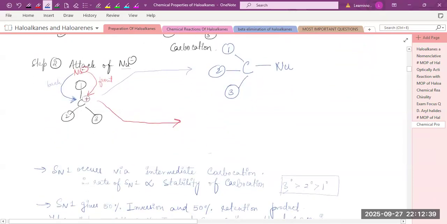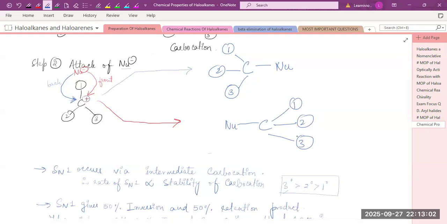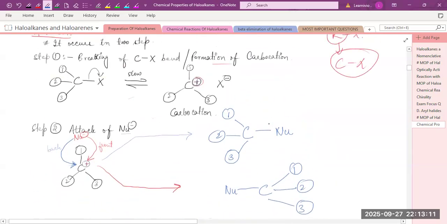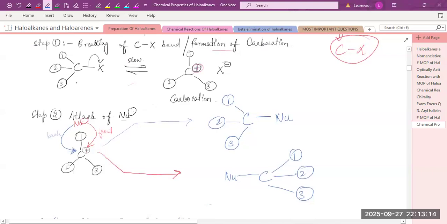Now see, when this nucleophile attacks from the back side, then you will get this product. This is the nucleophile. You have to show it over here. This is the first, this is the second, this is the third. Now let's compare these two products. When the attack is from the back side, you will get the inversion product. Now see, what was the original molecule? What was the reactant, the substrate? Now compare the substrate orientation with this product.